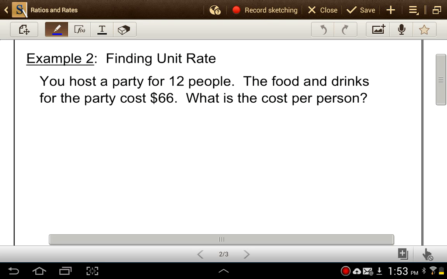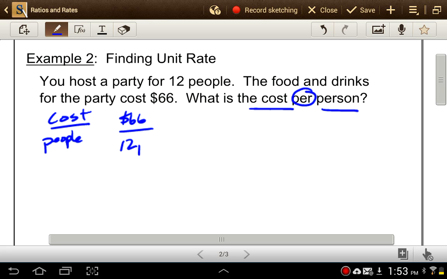So in this example, we have a party with 12 people. It costs $66. What is my cost per, there's my transition word, person. So I'm going to put cost on top. I'm going to put people on the bottom. Okay? So my cost is $66, and my people is 12 people. Now I divide those. 66 divided by 12. Well, that comes up to 5.5. Since it's money, I have to express it in money form. So it's going to be $5.50 for one person.